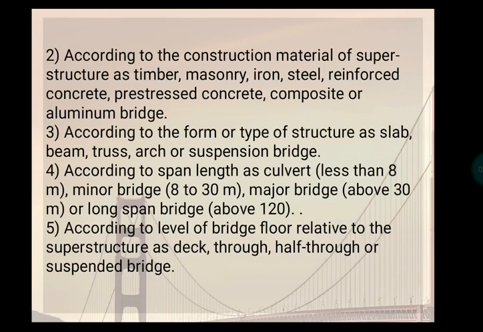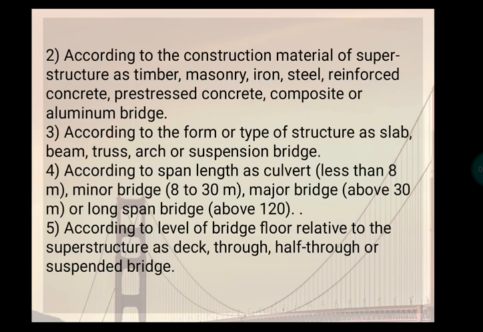Steel bridge, the bridge having their superstructure consisting of iron or steel are known as a steel bridge. RCC and pre-stressed concrete bridge, the bridge having their superstructure consisting of RCC or pre-stressed concrete is known as an RCC bridge or reinforced concrete bridge. Next type is according to the form or type of structure as a slab, beam, truss, arch or suspension bridge.